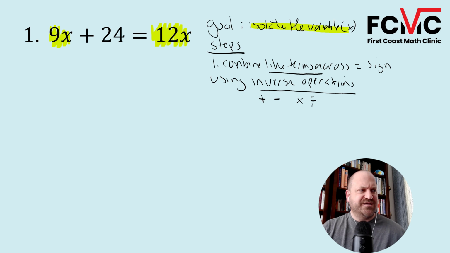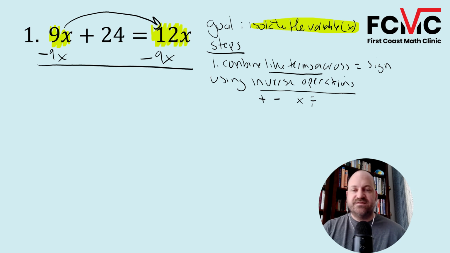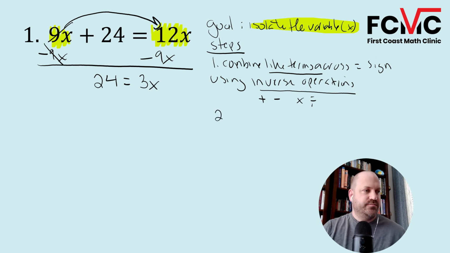And if our goal is to isolate the variable, we want to get that x by itself, then let's get the x's on the same side. So to do that, I want to move this 9x to this side. So my inverse operation, the 9x is positive, so I'm going to subtract 9x from both sides. 9x minus 9x cancels out, it's 0. So I'm going to get 24 equals 3x.